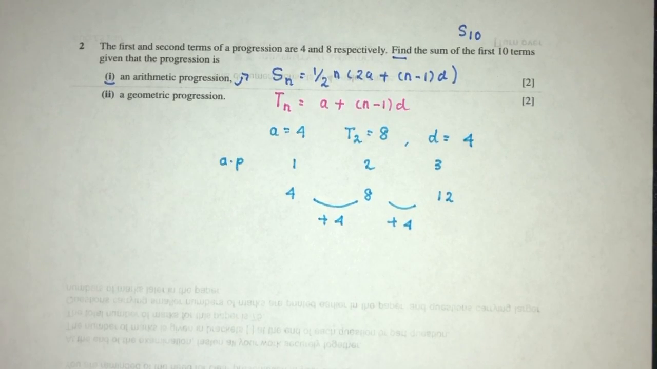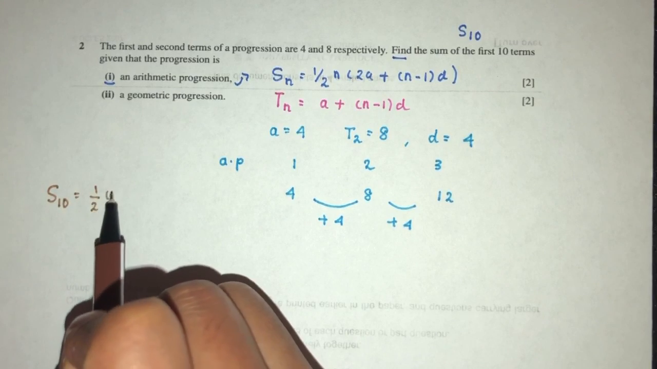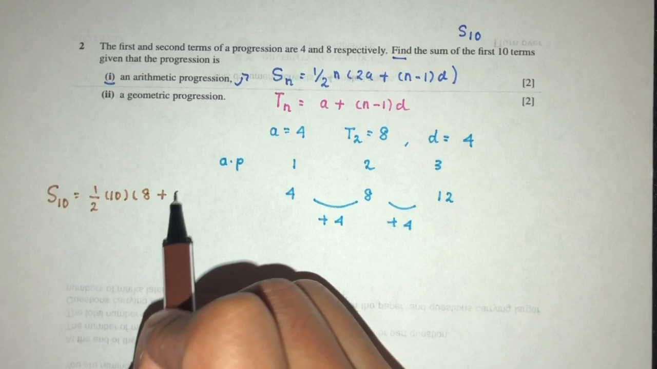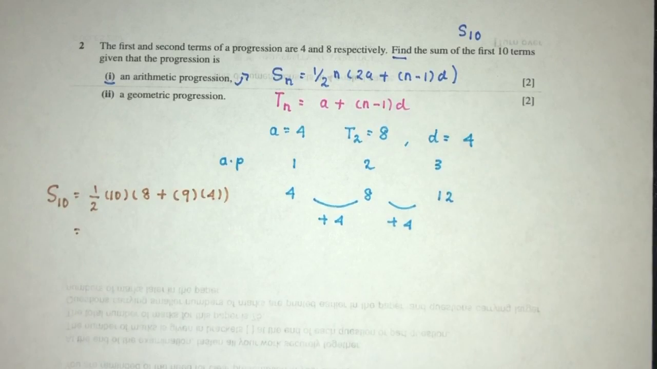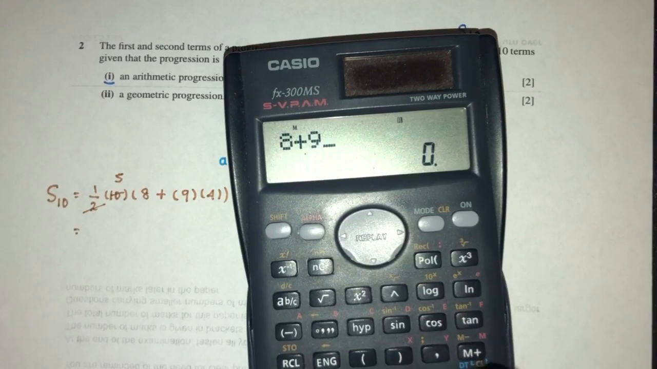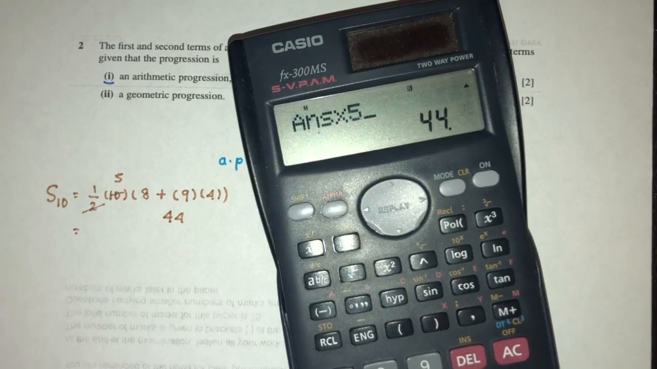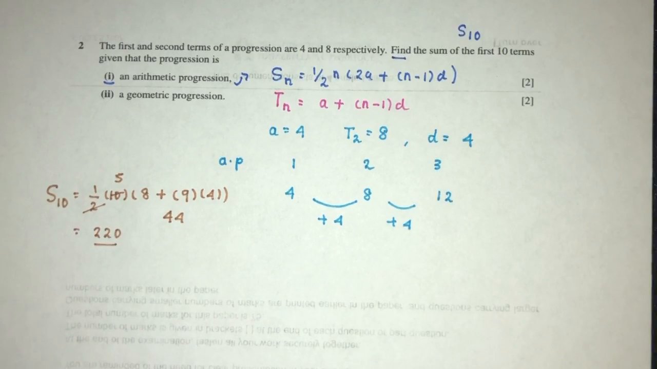Now from this, I can find the sum of the first 10 terms. So replace back in your formula, you will have half times 10, 2 times a will be 8, plus n minus 1 should be 9 times 4. d is 4. Simplify, that should be 5 over here. And what is inside? 8 plus 9 times 4, that should be 44 times 5. That will be 220. There you go. So the sum of the first 10 terms is 220.